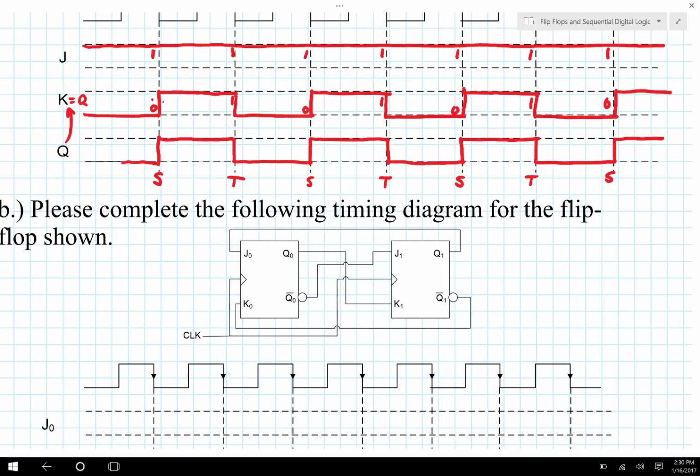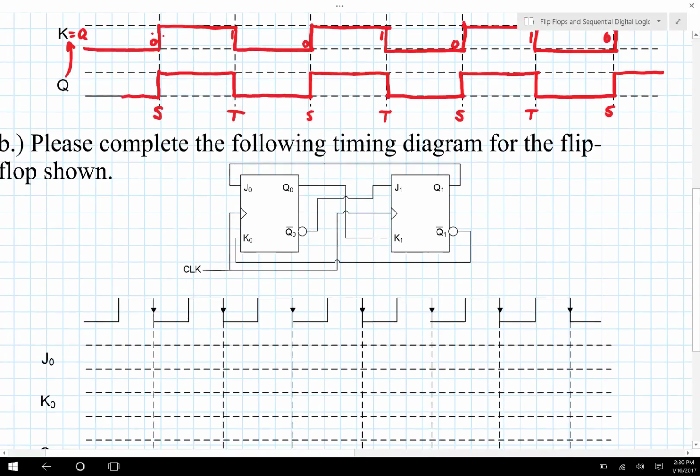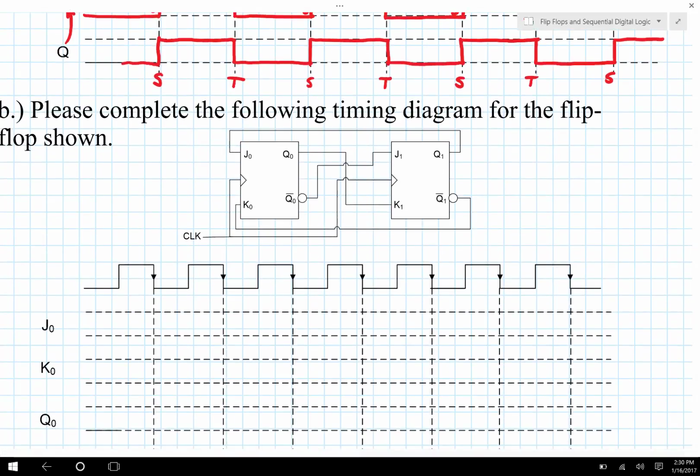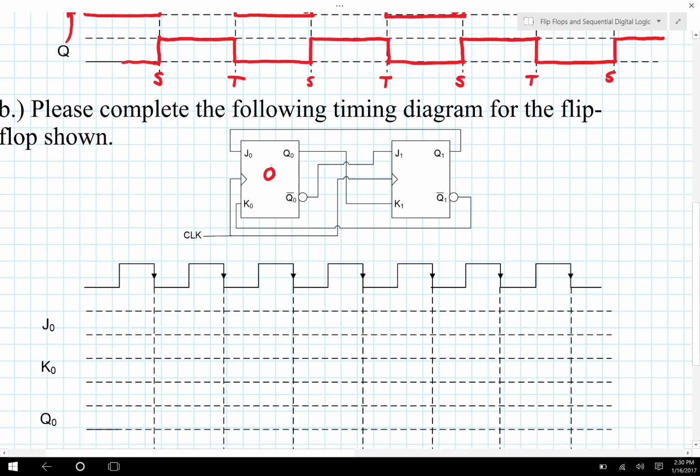So here, this is about the most complicated example that I could imagine having for this class, at least for this lesson. Let's see, we've got two different flip-flops. I've numbered this one number 0, and I've numbered this one number 1. So you can see that I've identified J0. For example, J0 is here, K0 is here, Q0 and Q0 bar.